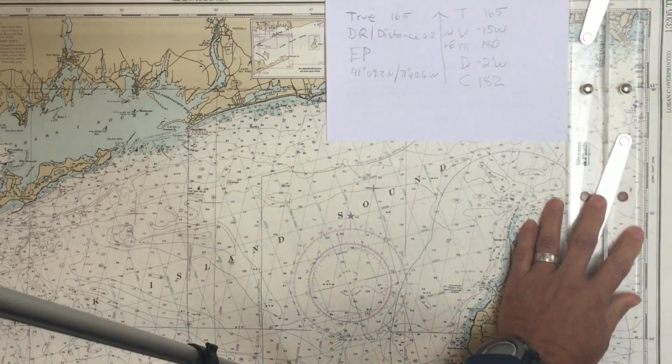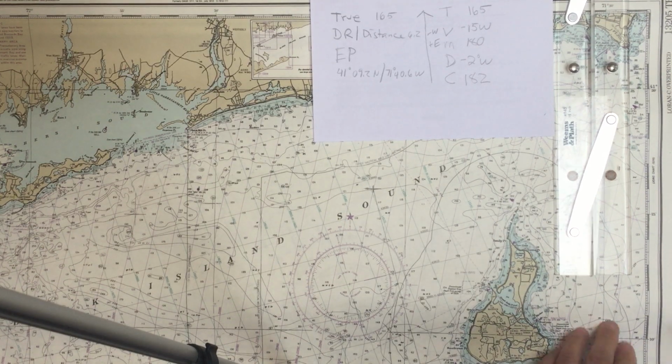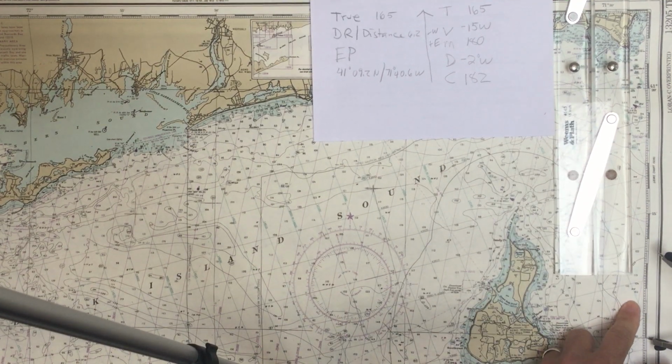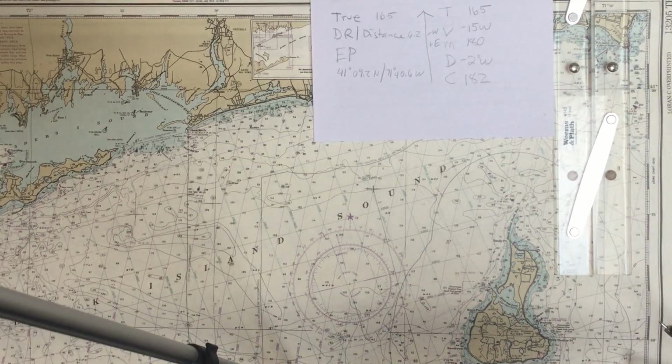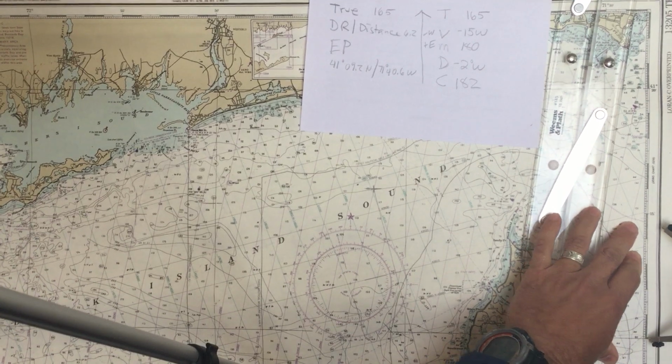How far would I travel given the amount of time that I was out there? It said I was out there for 1 hour. So in 1 hour at 6.2 knots, I'm going to go 6.2 miles. So I open my dividers. Let me use this set of dividers. It's got a pair of points on it. I'm going to open them to 6.2.